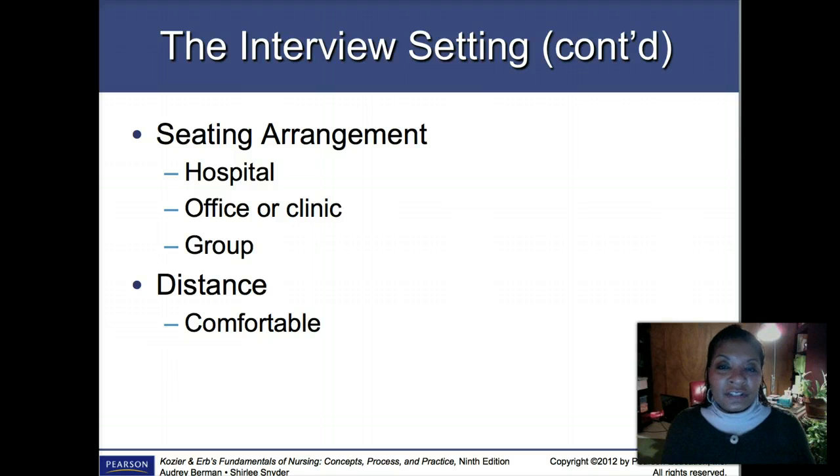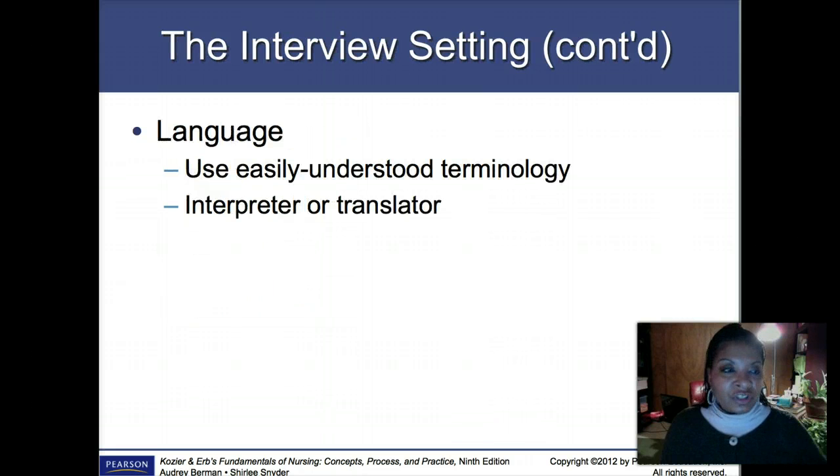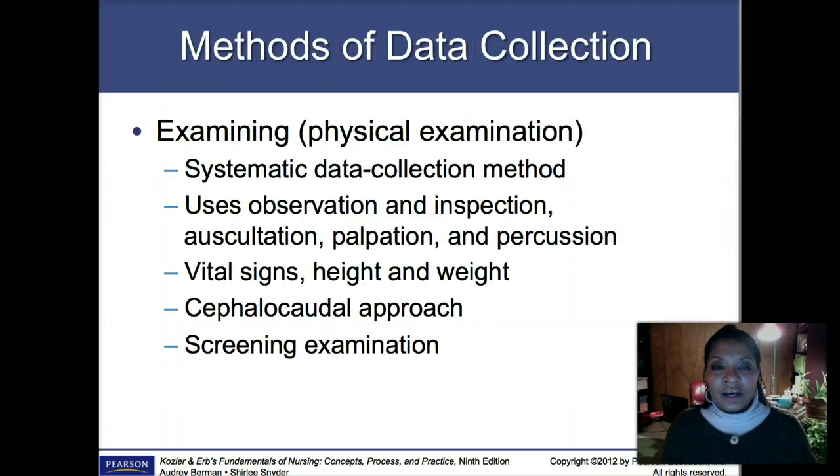You want to consider your seating arrangement. We talked in communication about space, personal space and distance, having good eye contact. Again, all of these methods and themes transcend through to help you collect your data. Now, the methods of collecting data can be physical examination, auscultation using your stethoscope, getting vital signs, many methods of getting information.